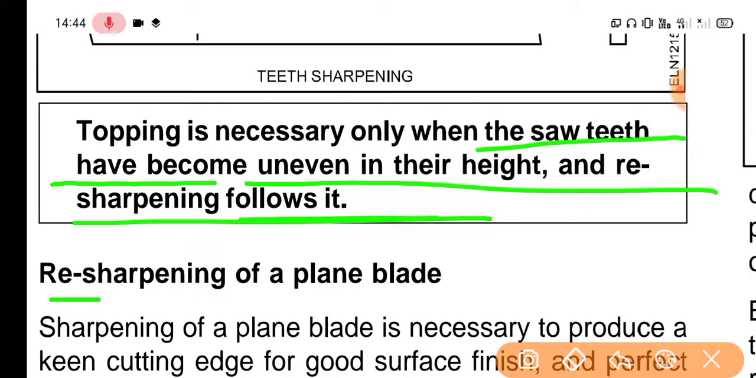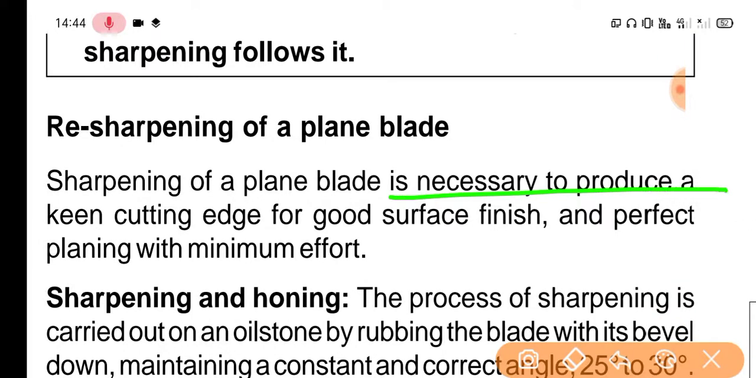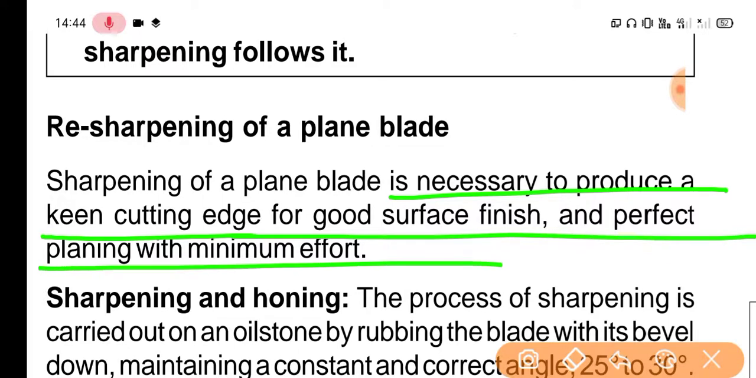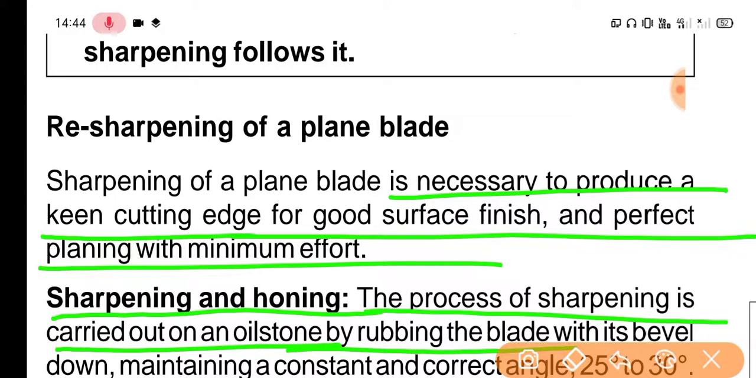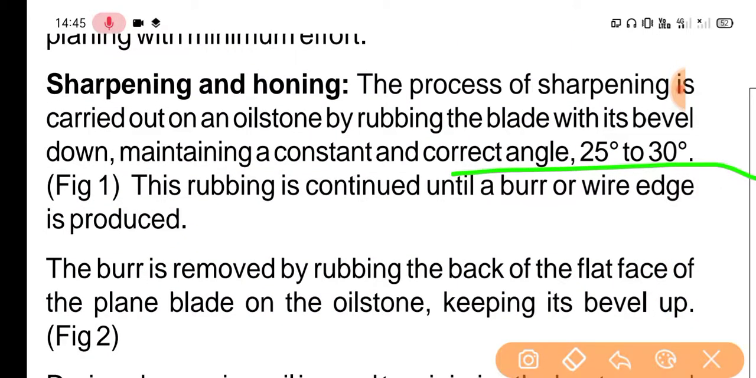Resharpening of plain blade. Sharpening of a plain blade is necessary to produce a keen cutting edge for good surface finish and perfect planing with minimum effort. Sharpening and honing. The process of sharpening is carried out on an oil stone, rubbing the blade well, maintaining a constant and correct angle of 25 to 30 degrees.